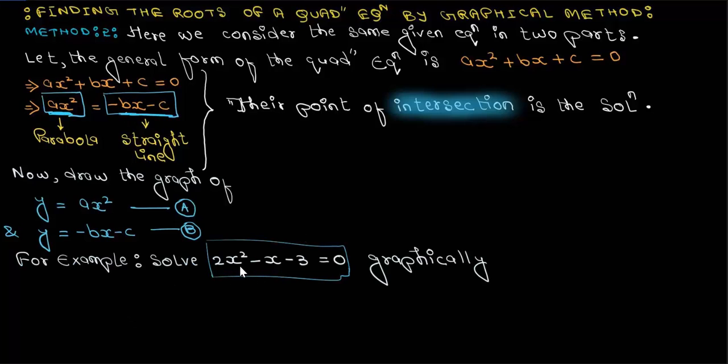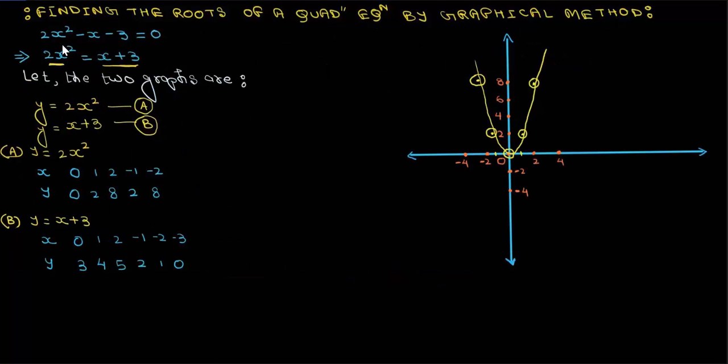For example, solve 2x square minus x minus 3 equal to 0 graphically. If I ask you to solve this quadratic equation, 2x square minus x minus 3 equal to 0, graphically, in this second method, we will keep 2x square here, and by transposition, adding x plus 3 to both sides, we will get 2x square equal to x plus 3. So let the two graphs be y equal to 2x square and y equal to x plus 3. Let these two equations be a and b.